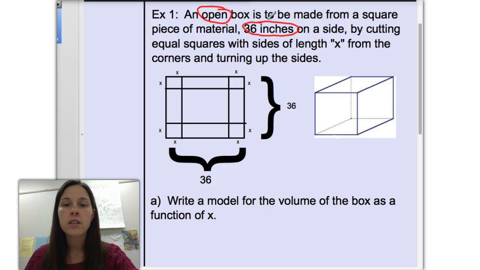So what we're doing is we're cutting equal squares with sides of length x from the corners and turning up the sides. So I'm going to circle this equal squares because that's important to know that all of these are the same length. So imagine taking this square piece of material, I know it looks kind of rectangular, cutting out 4 corners. So this piece will be gone, this will be gone, this corner will be gone, and if my mouse will move, this corner will be gone. And then these sides right here, this side, this one, this side, and this side that are left, we're going to fold it up to create this box like this. And again, remember it's open, so we don't have a top.